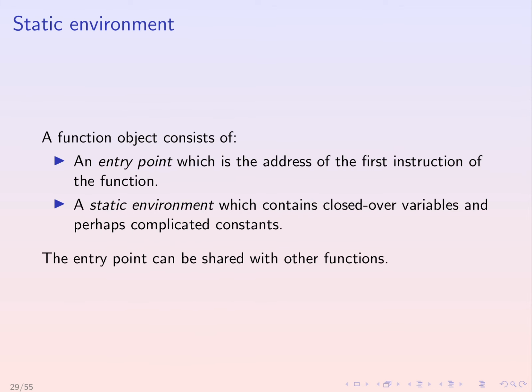And finally, we have something called the static environment. It's the property of a function object. So we can think of a function object as containing an entry point, which is the address of the first instruction of the function, and a second slot called the static environment, which contains things like closed over variables and perhaps complicated constants. And the entry point can be shared between several functions.